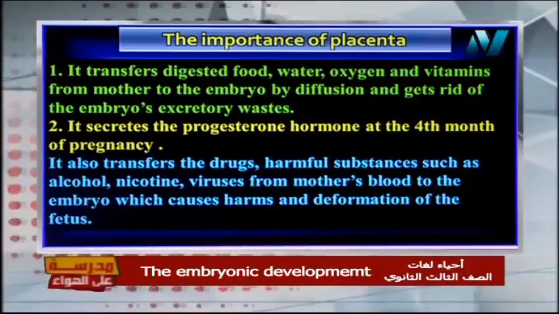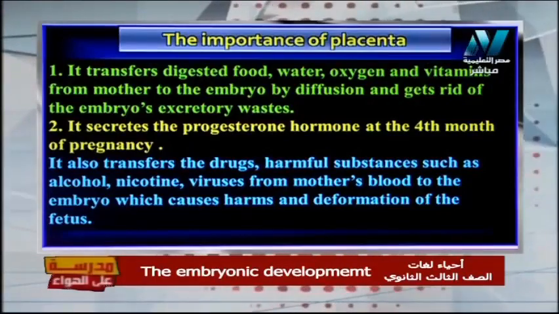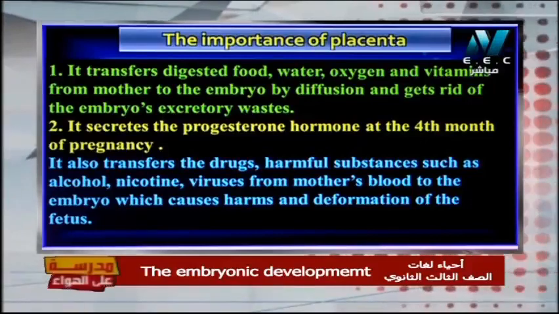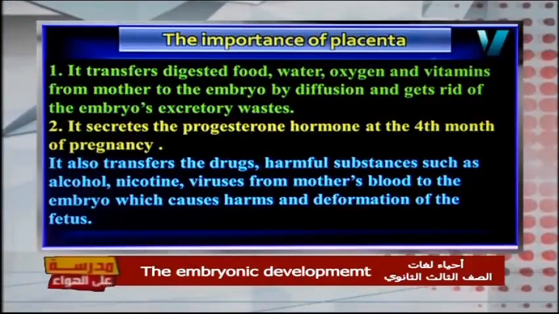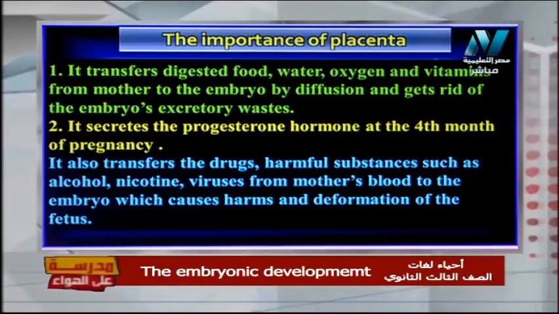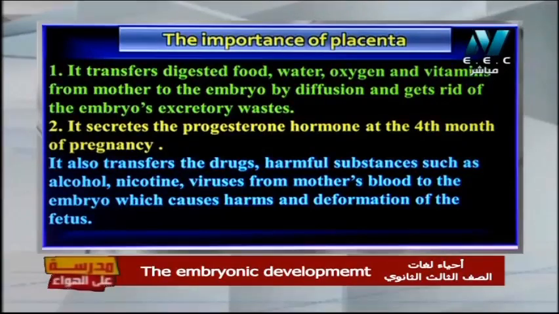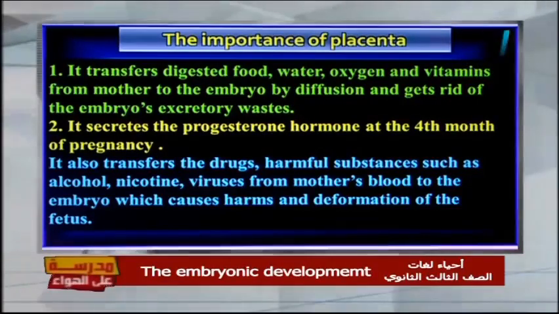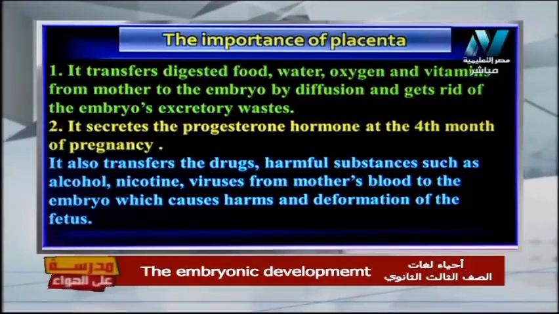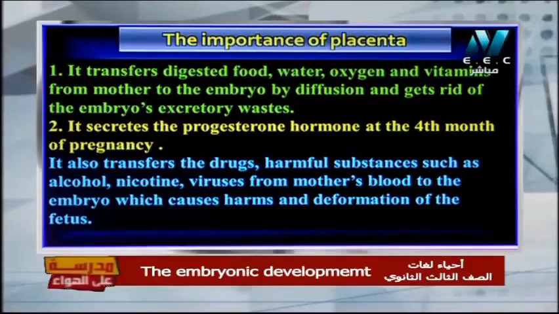لكن كمان هي مهمه جدا انها تعمل secretion of the progesterone hormone at the 4th month of the pregnancy. عشان كده كنا قلنا ان الكوربس ليوتيم degenerates at the 4th month and the placenta formed to secrete the progesterone hormones that keep the vascularity and adhering the endometrium in the uterine muscles. It also transfers the drugs, harmful substances such as alcohol, nicotine, viruses from the mother's blood to the embryo, which causes harms and deformation of the fetus.